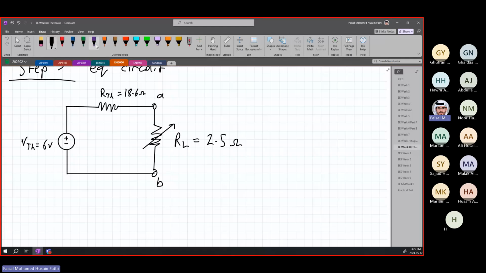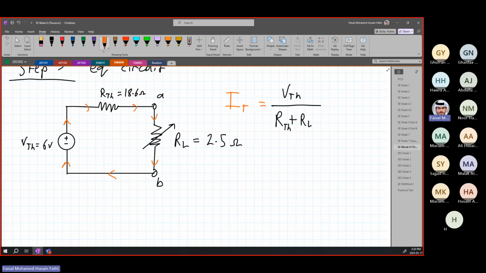Now how can you find the current? First of all, this is a series circuit, so the current flowing through all of this is the same. This is the whole point. So we know that I total is equal to V Thevenin over R Thevenin plus R load, because this is R total. These two resistors are in series, so you just add them up.